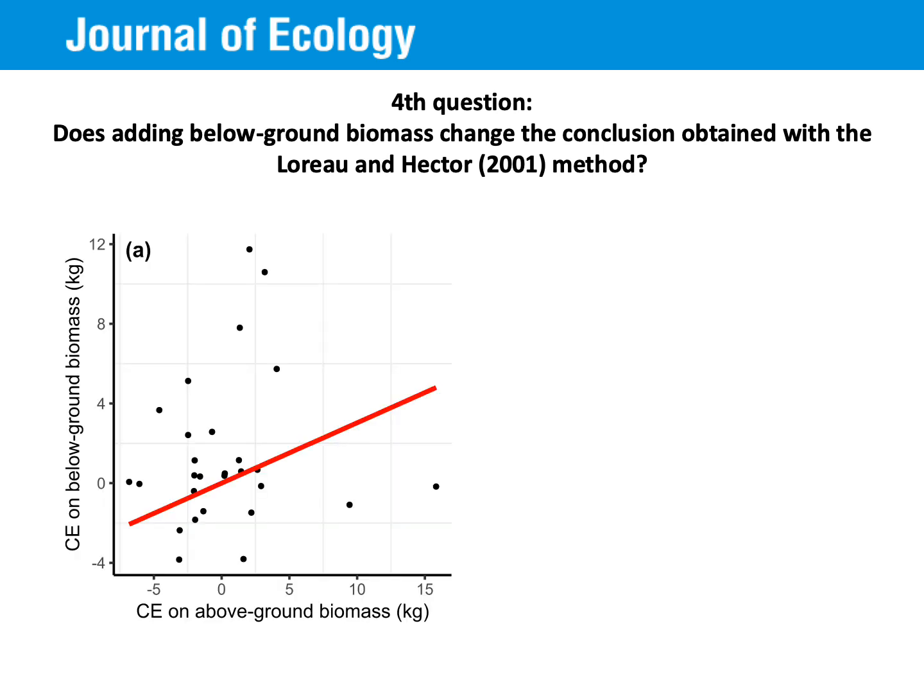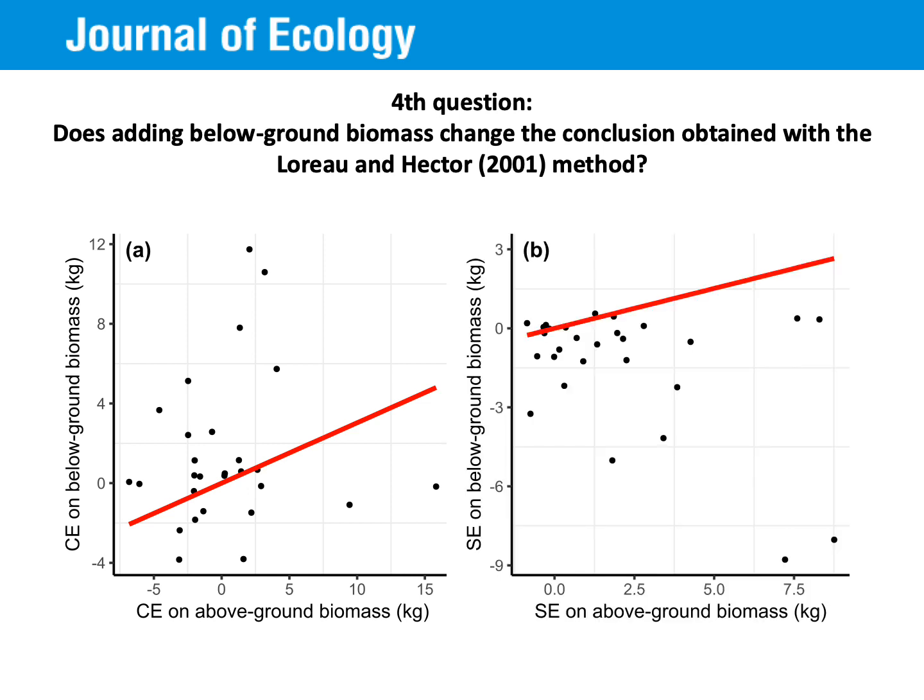Here is a figure of the complementarity effects on above-ground biomass on the x-axis and complementarity effects on below-ground biomass on the y-axis. The points being around the red line, we cannot conclude that adding below-ground biomass will affect the estimations of complementarity effects. On the other hand, selection effects on below-ground biomass are smaller than expected. This means that selection effects estimation using only above-ground biomass will be overestimated.